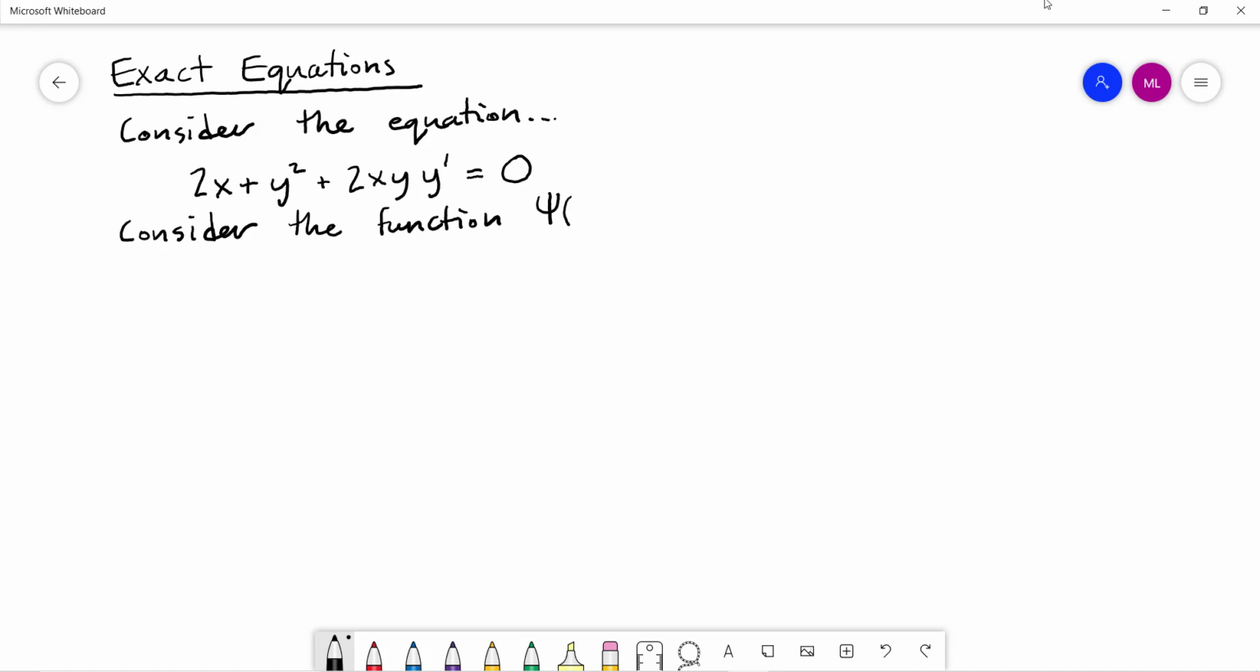And psi is going to be a function that's dependent on both x and y, with the additional assumption that y is a function of x. So we have our function psi, a function of x and y, where y is a function of x as well. And here's the one that I'm going to write out: x squared plus xy squared.